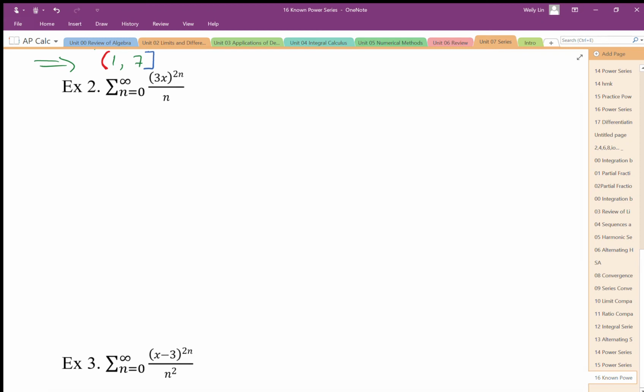So let's test this one for convergence. The n part of this series is 1 over n, and the power series part looks like that. So we're going to do our ratio test to find the radius.